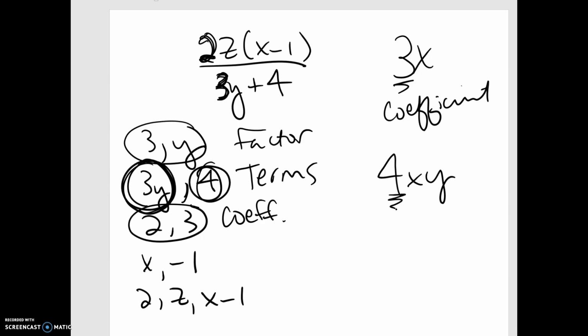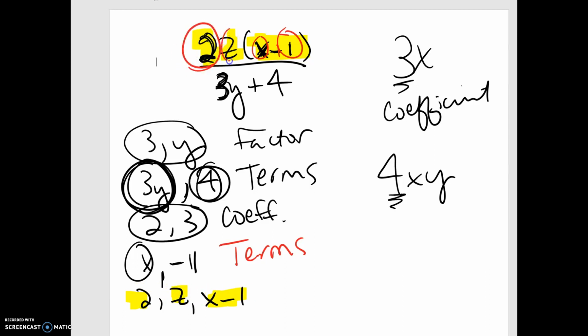All right, let's look at x and a -1. So x and a -1, what's happening with them? So here's your x, here's your -1. So technically these are being added, and if you can't see that, you can add the opposite and see that, but this is being added with that. So those are definitely terms when they're being added. All right, and this last one, we're looking at the 2, the z, and the x minus 1. So we're looking at this 2 by itself, this z by itself, and then this chunk, x minus 1. So what is happening with those? Well, if you look, this and that chunk are all being multiplied. So they must be factors.